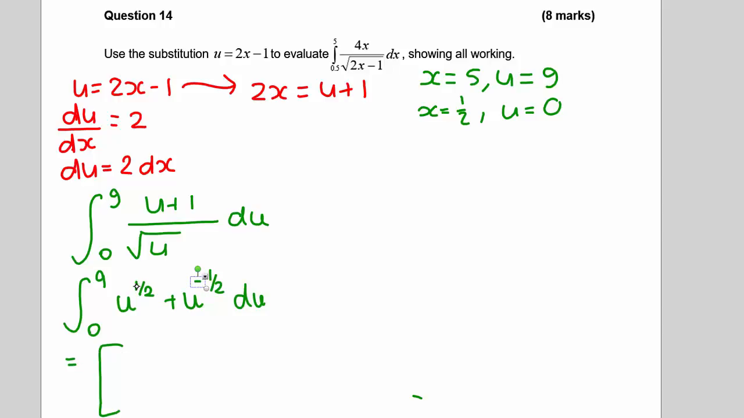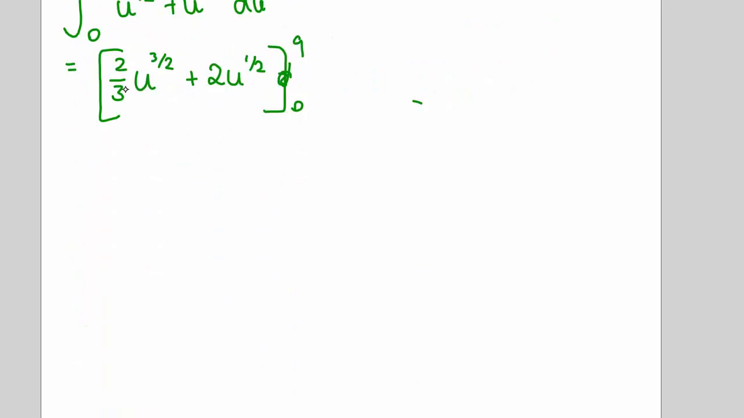So increase the power by 1 and we get 3 over 2. So that's 2/3 u to the 3 over 2. Increase and we get a half. So that's 2 u to the half. Oh, sorry, no du. Between 9 and 0. Okay, so I'm just going to rewrite this nicely, which is 2/3 the square root of u and then cubed.